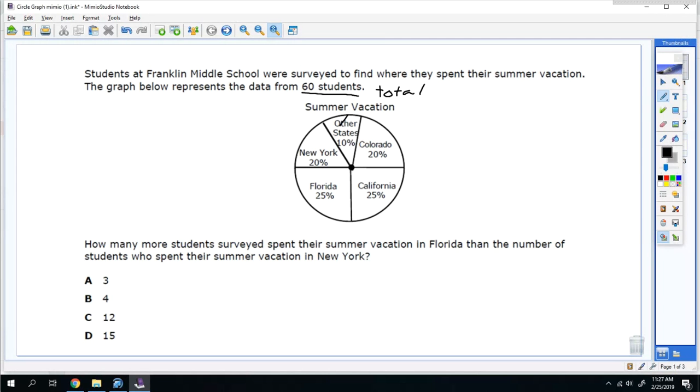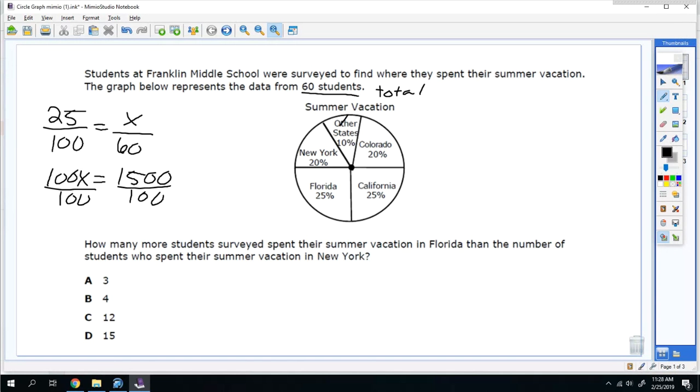So we're going to set up a proportion. Florida is 25%, so it's 25% out of 100%. 100% is the total number of students surveyed, which is 60, and x goes on top. So you cross multiply, you get 100x, and then this will be 1,500. So you divide by 100. And if you don't know how I got 1,500, I did 25 times 60, which is 1,500. You cross off the zeros, and you get x equals 15. So that means that 15 people went to Florida. Okay, so I'm going to write the 15 on Florida now.